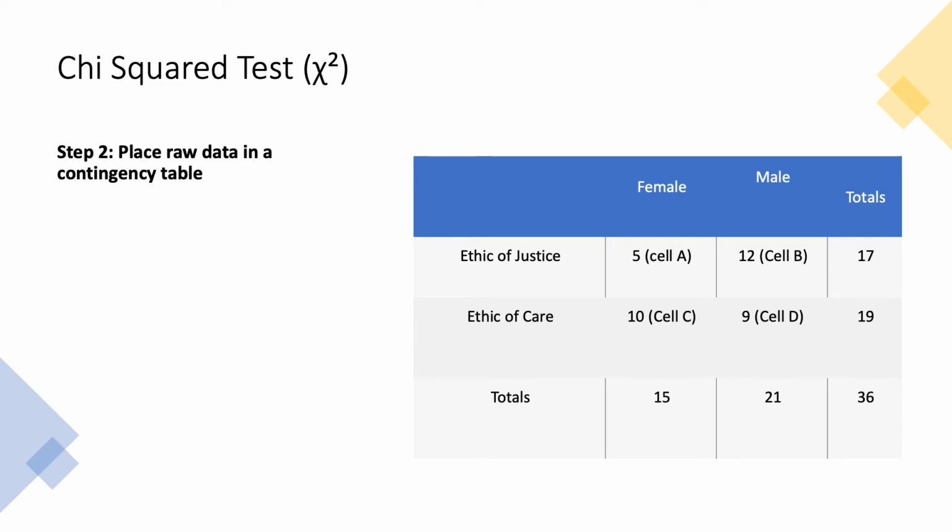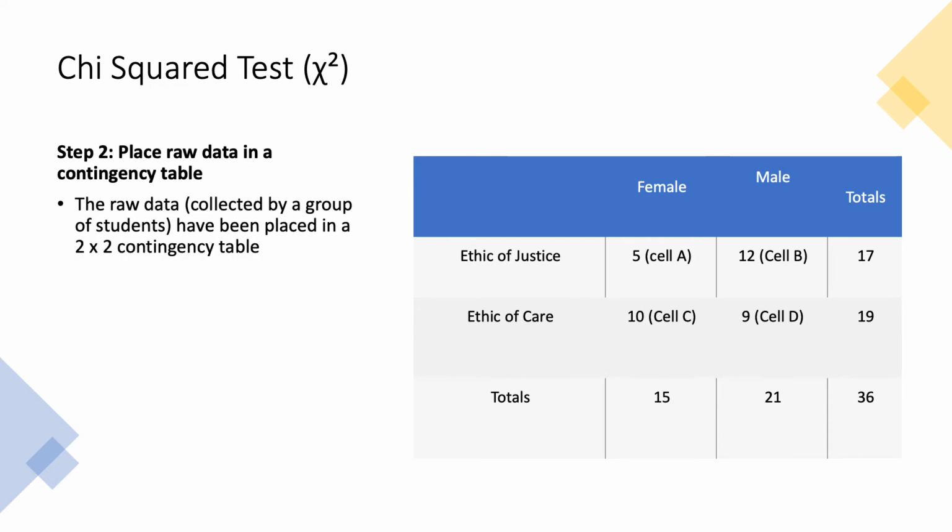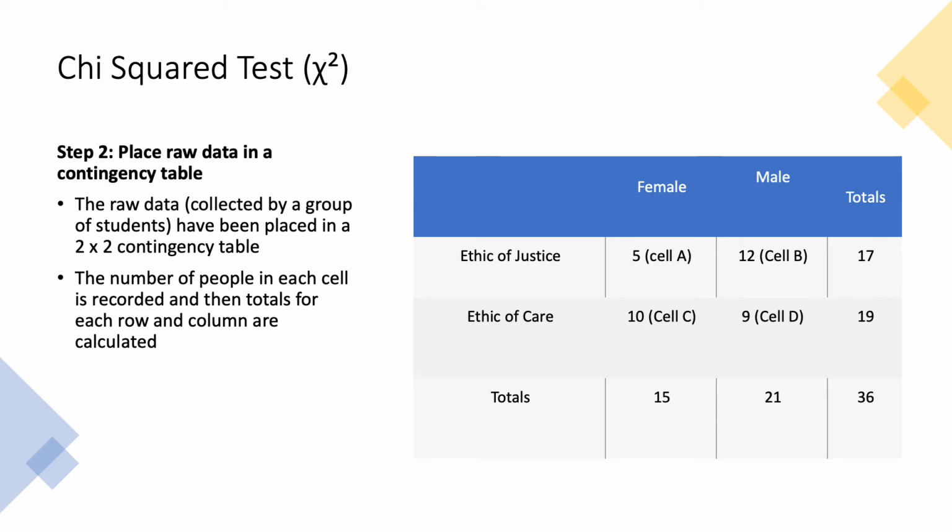So in the female, 5 of them based their moral decisions on an ethic of justice, and 10 of them based their moral decisions on an ethic of care. And then for males, 12 of them based their moral decisions on an ethic of justice, and 9 of them based it on an ethic of care. And then all you've done is worked out the totals. The contingency table would usually be written up for you, but I have seen exam questions in the past where they've asked you to draw a contingency table. So then you just have to work out the totals as well, but they'd usually give you the results for this.